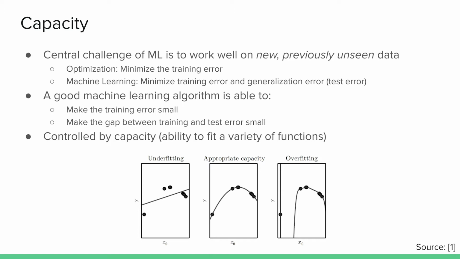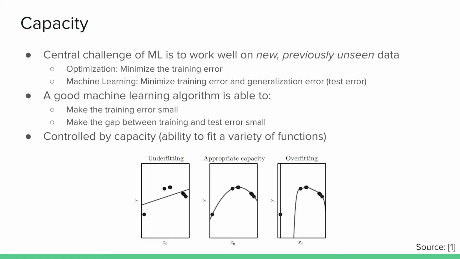So what we want in machine learning is to minimize the training error and the generalization error, the test error, the error that we're seeing when we're presenting new unseen data to our network. And a good machine learning algorithm is able to do exactly these two things. One, make the training error small. Two, make the gap between the training error and the test error or generalization error as small as possible.